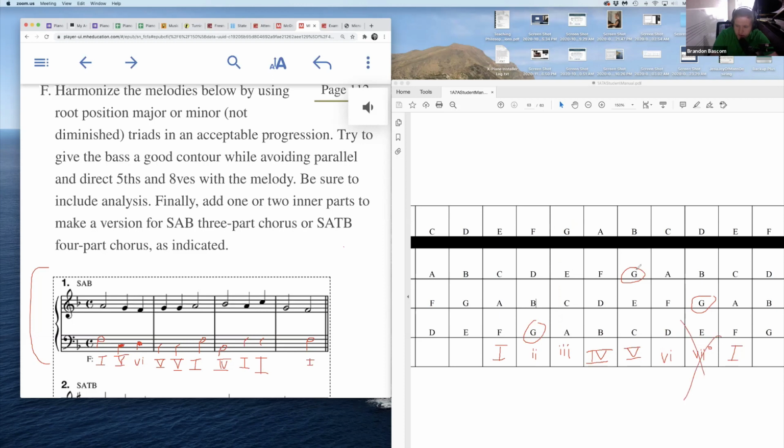We went to a 5, but we resulted in parallels. So our only other option is to go to this 2. But we don't want to go 2-1, so we're going to do this. This is what the book does. We're going to go 2, 5, 1, and we're going to have quarter note motion going on in the bottom.